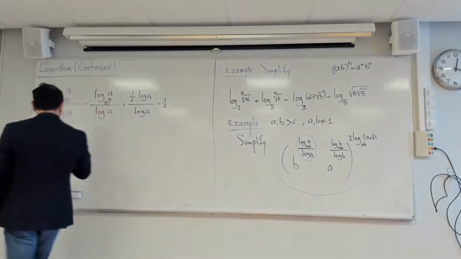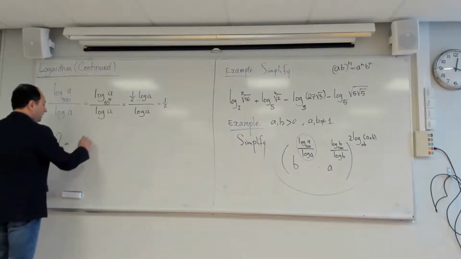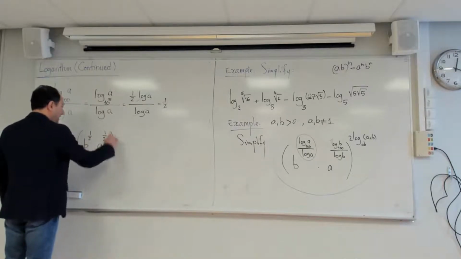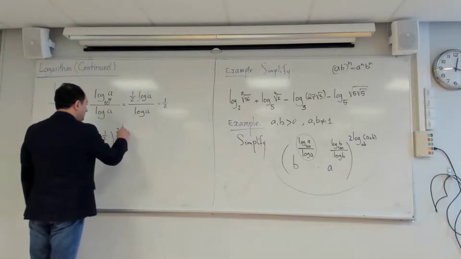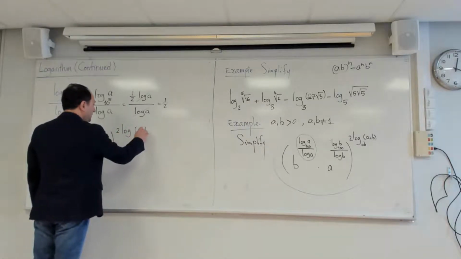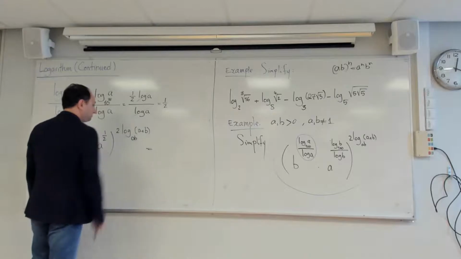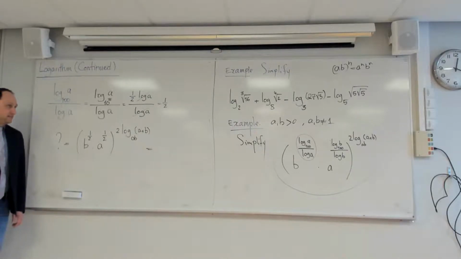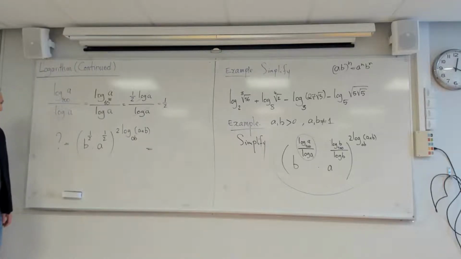Because you see, now the question mark is equal to B to the power of 1/2, and then A to the power of 1/2, and then I have 2 to the power of log of A plus B in the base AB. Yes or no? And now, can you just continue yourself? Then we do B to the power of 1/2 to the power of that number times A to the power of 1/2 to the times of that.